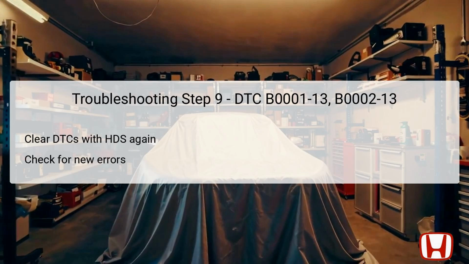If the previous DTCs reappear, this indicates a persistent issue that requires continued troubleshooting. However, if the codes are cleared successfully and do not return, it suggests that the airbag system is functioning correctly at this time. This final verification through the HDS is an essential component in concluding the troubleshooting process effectively.